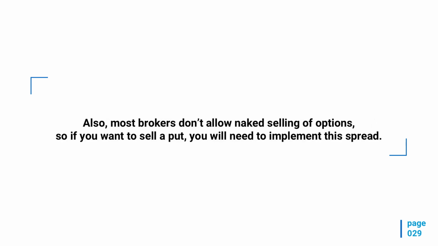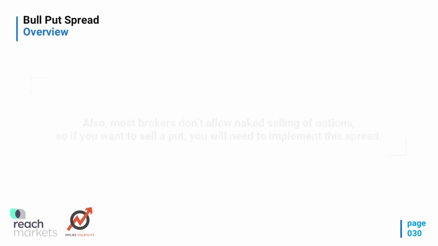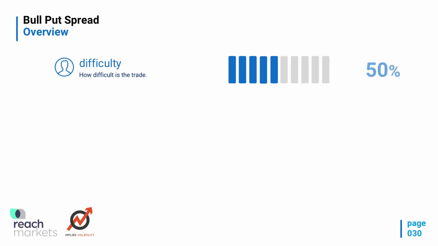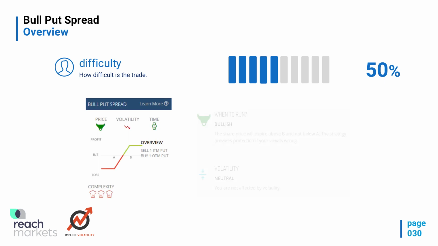Also, most brokers will not allow you to sell naked options, i.e. unprotected options. So if you want to sell a put below where the price is, for example, you will need to implement this spread. Let's have a look at this. Because there's now a little bit more complexity involved in the spread, there's a 50% difficulty on this, and you run this again when you're bullish or neutral to bullish.